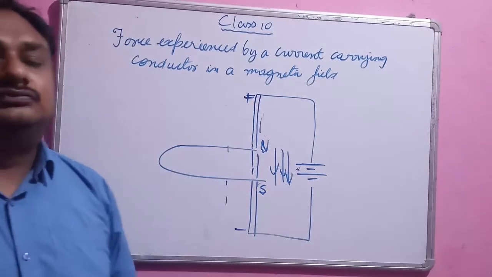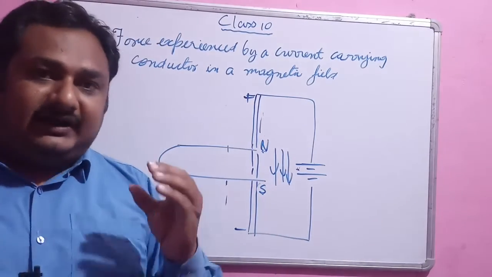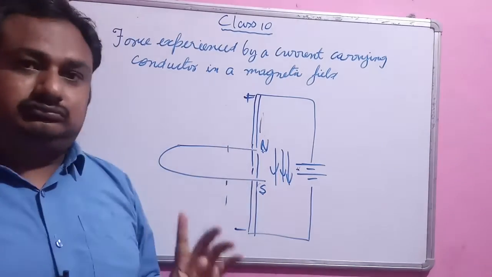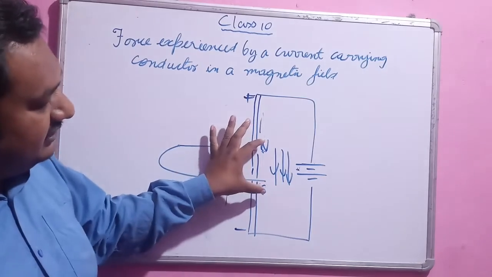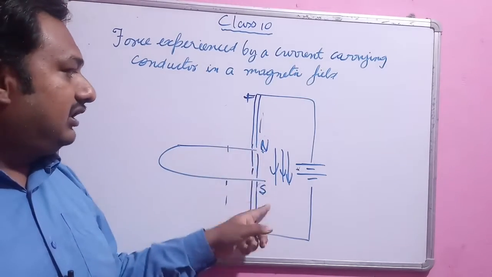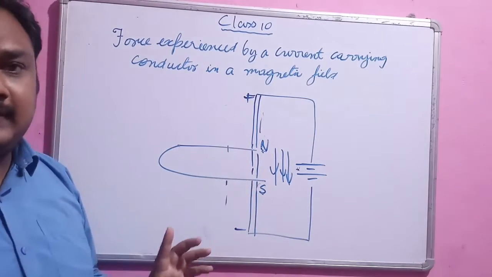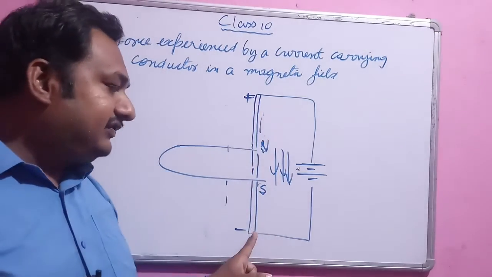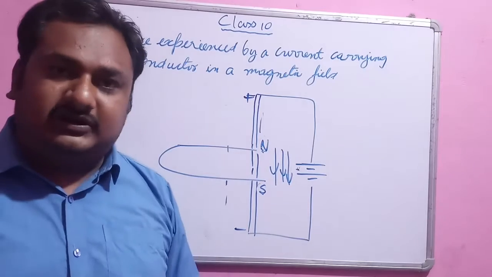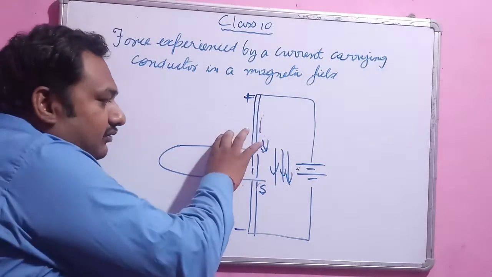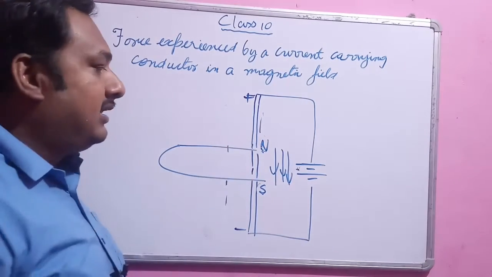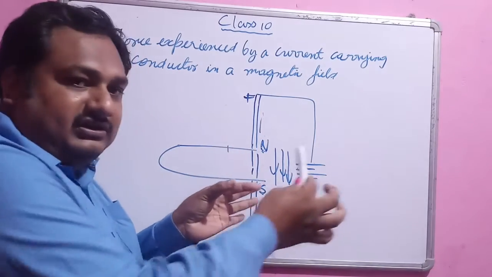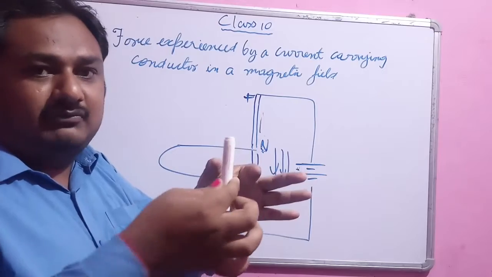So this is how a current carrying conductor can experience a force by a magnetic field, because here the magnetic field is produced by this horseshoe magnet. Two magnetic fields are produced. One magnetic field is produced by this conductor. We are not accounting for this magnetic field. We are considering the magnetic field of this horseshoe magnet. That exerts a force on this conductor, and due to this, this conductor makes a motion.